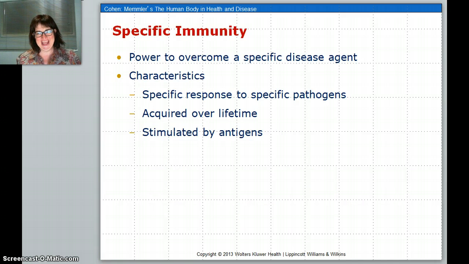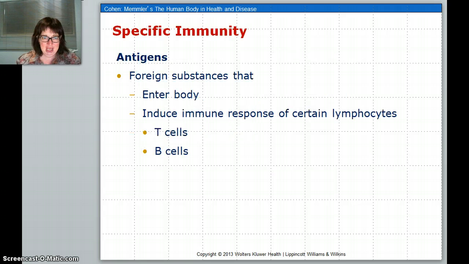Specific immunity is for a specific disease. Non-specific, anything your body doesn't want. Specific is the power to overcome a specific disease agent. There are characteristics in the fact that it's a specific response for a specific pathogen. It can be acquired over a lifetime, and it's stimulated by antigens. And each specific antigen has a specific response because this is specific immunity.